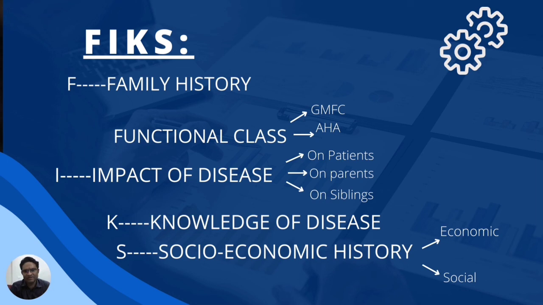In social history, you ask where they live, in an urban or rural area, how they have their home, whether it is kacha or pakka, how many rooms there are, and how many persons are living in that room. Ask about the sanitary measures and from where they get the water supply, or if they have any pets at home. If you forget to ask about the schooling of the patient, you can ask here.